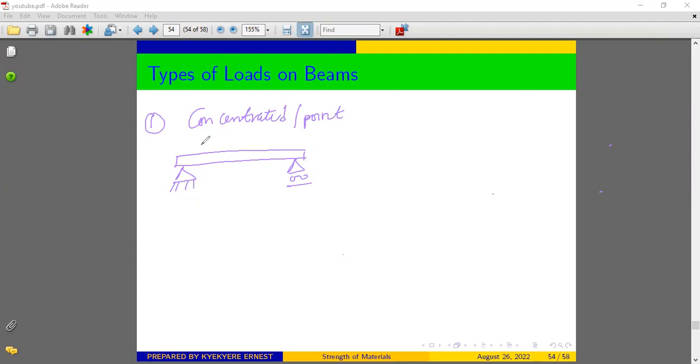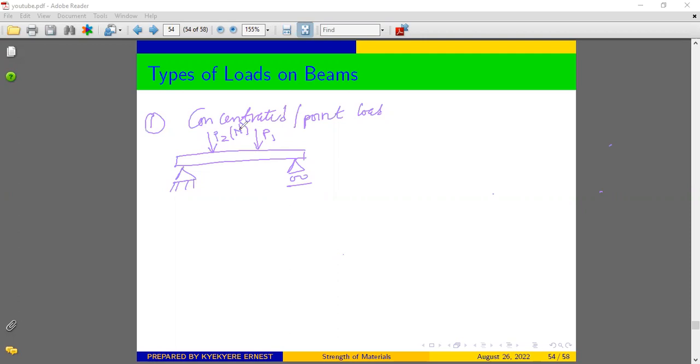We refer to it as a concentrated load or point load because the load is just acting at a single point. The load acts on only a single point. So when we have forces like this, we refer to it as a concentrated load or a point load. And because it's just a single point, the unit is Newton or kilonewton.